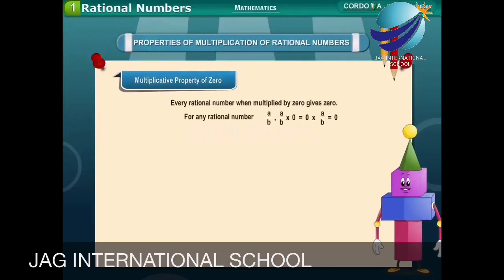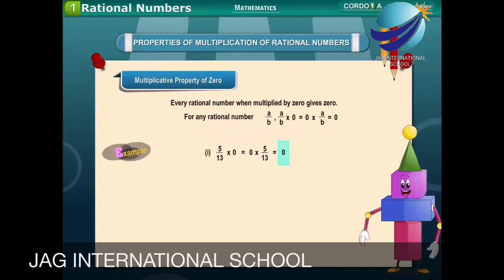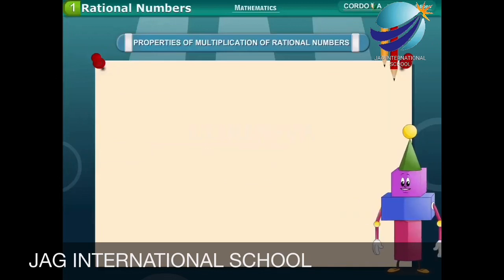Multiplicative property of 0. Every rational number when multiplied by 0 gives 0. For every rational number, a upon b into 0 is equal to 0 into a upon b, which is equal to 0. Example, 5 upon 13 into 0 is equal to 0 into 5 upon 13, which is equal to 0. Minus 3 upon 11 into 0 is equal to 0 into minus 3 upon 11, which is equal to 0. Distributive property.